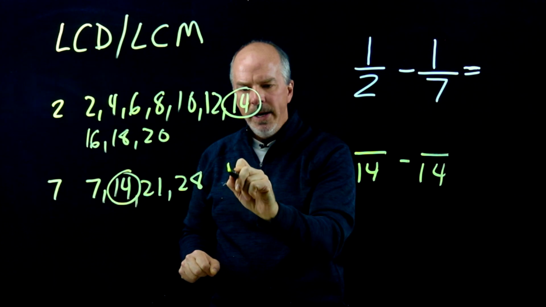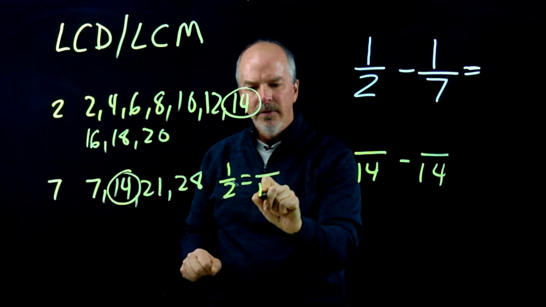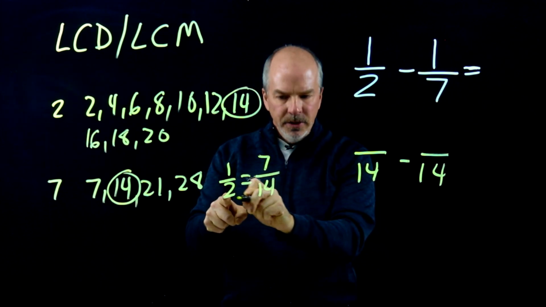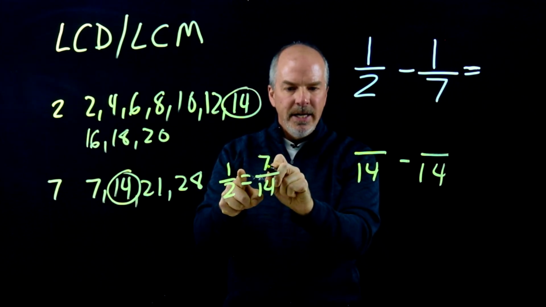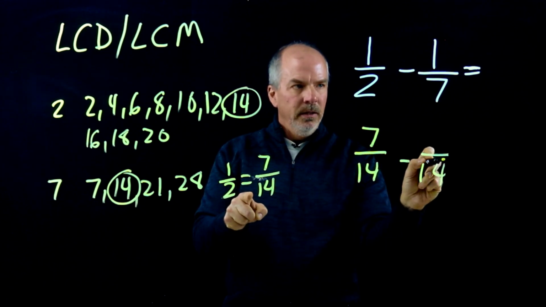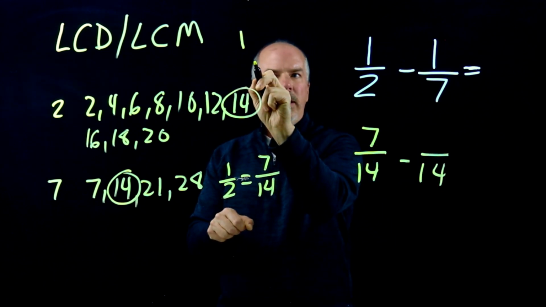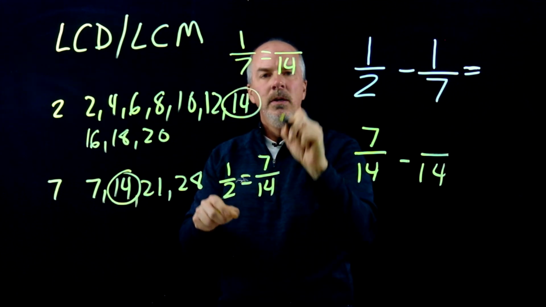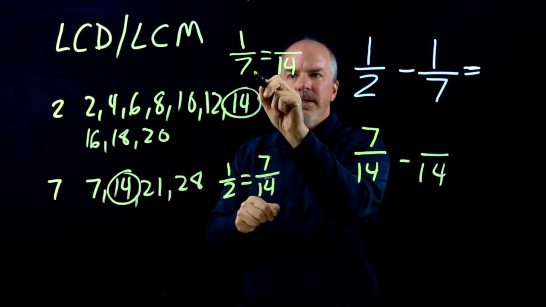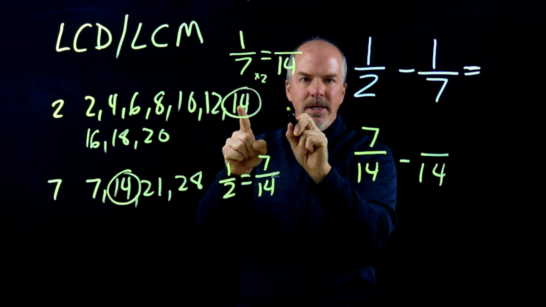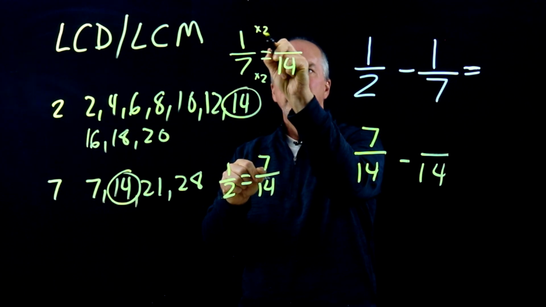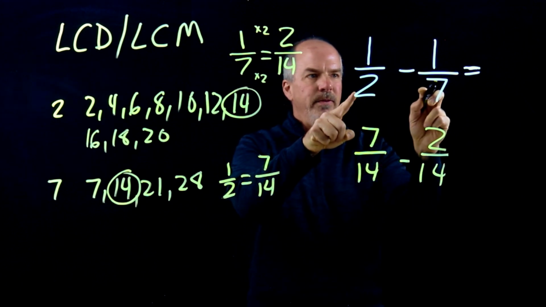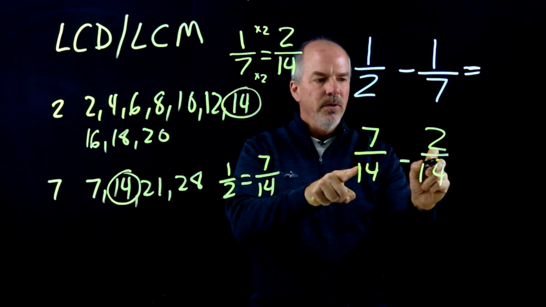All right, so 1/2 equals something over 14. Well, I know half of 14 is 7. Okay, 2 times 7 is 14, 1 times 7 is 7. So 7 over 14. All right, now I need 1 over 7 to equal something over 14. Well, what do I do to the 7 to make it a 14? Well, that's times 2. If I multiply the denominator by 2, I've got to multiply the numerator by 2, and that would be 2. So my equivalent fractions for 1/2 and 1/7 are 7/14 and 2/14.